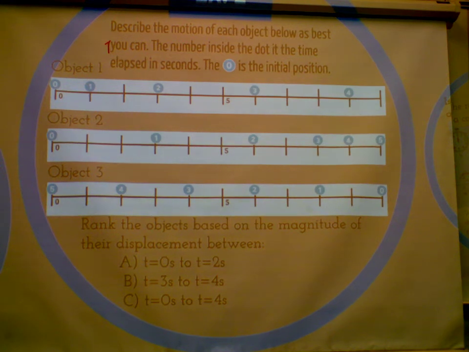Now, on these motion diagrams, the number inside the circle tells us the time. So that first object, everything starts at 0. For object 1 and 2, that's over on the left. Object 3, that's over on the right. Each number inside the circle is the time that's elapsed, so it's like time equals 1, time equals 2. The time interval is 1 second. Every second we're getting a new dot.